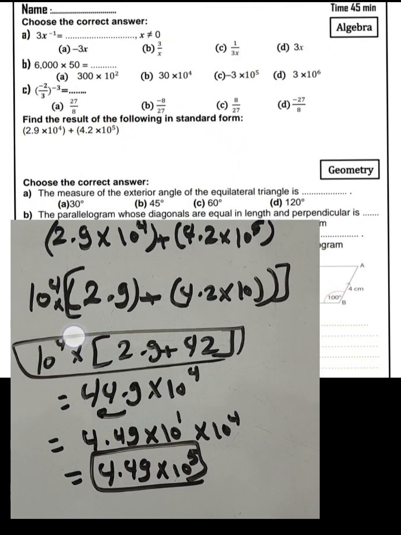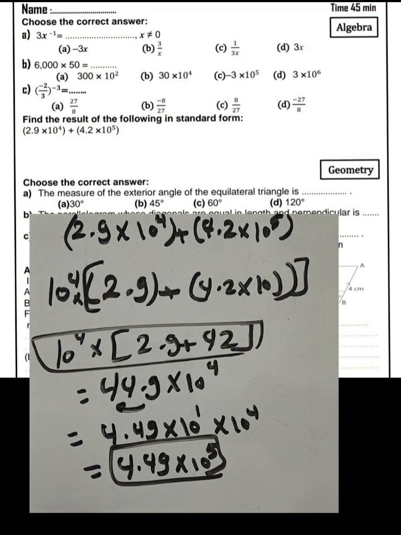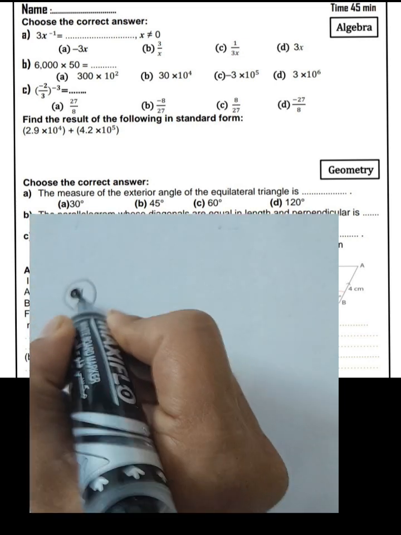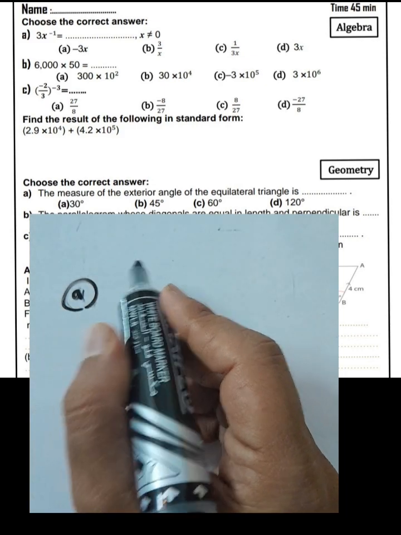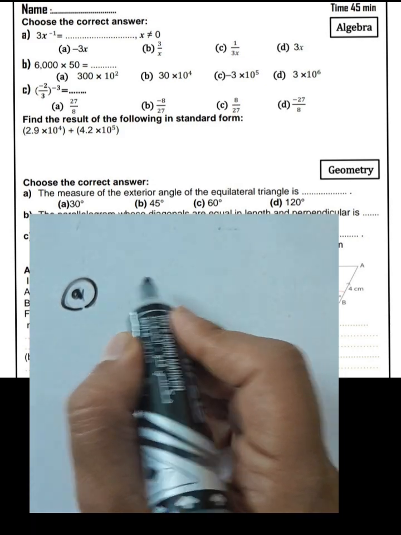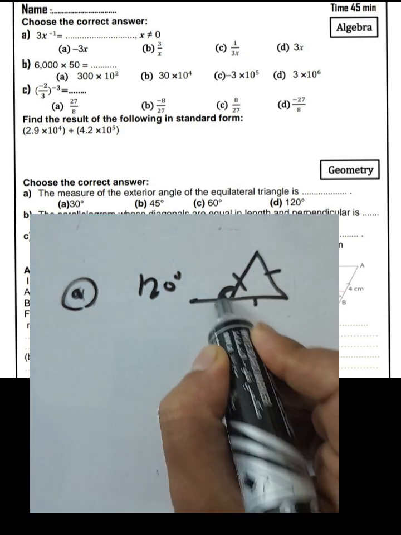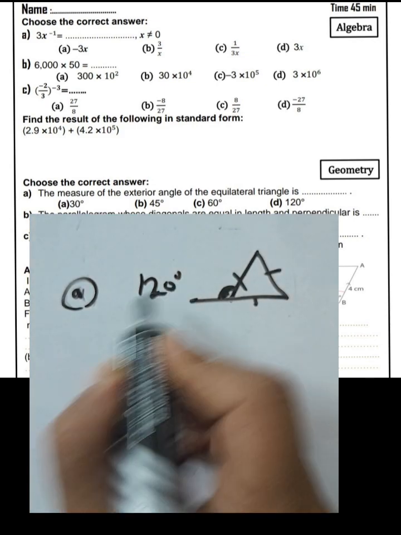Next question, geometry. Letter A. The measure of the exterior angle of an equilateral triangle will be 120 degrees. We have an equilateral triangle, the outside angle was 120 degrees.